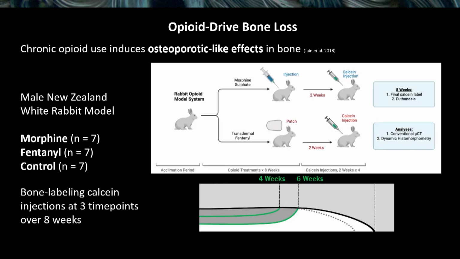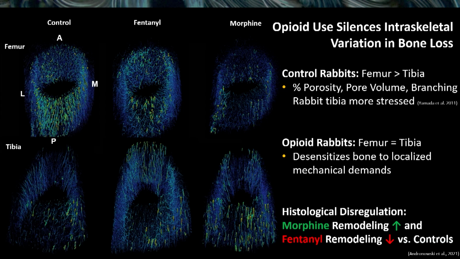Just briefly, we also examined this in opioid-driven bone loss using a rabbit model, and used the same macro set to visualize this. We found that opioid use tended to make the bone insensitive to differences in mechanical loading between the femur and the tibia, resulting in bones that had very similar morphometry rather than being adapted for their distinct purpose within the rabbit's locomotion.